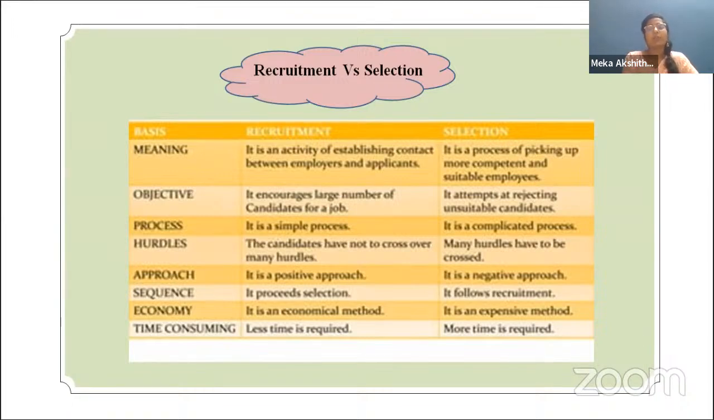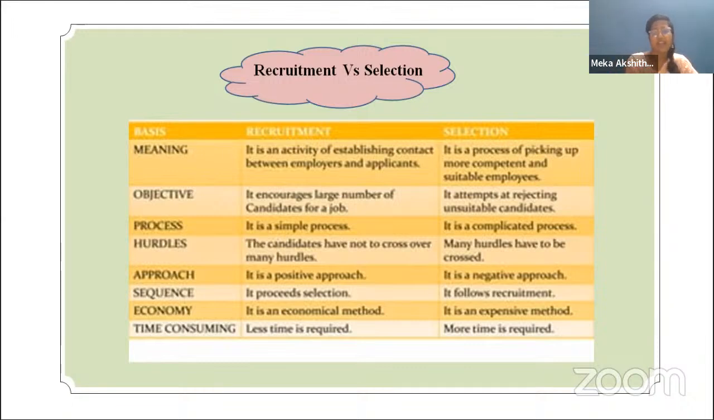Whereas the selection process is mostly considered a negative approach, because in selection, after getting applications, we would be screening them. If the applications do not fulfil the eligibility criteria, we would be screening them out. So in selection, we are solely focusing on rejecting the unfit candidates, right? Recruitment is solely focused on inviting applications and getting in contact with candidates. So it is termed a positive approach, whereas selection is the negative approach.